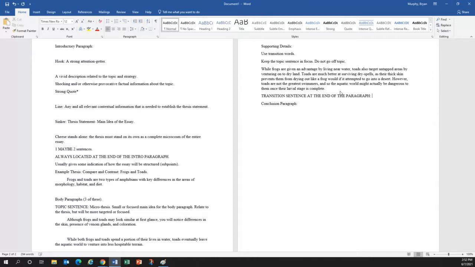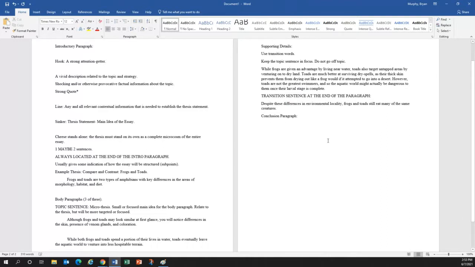How about that? So transition sentence at the end of the paragraph. So a good transition sentence might be, despite these differences in environmental locality, frogs and toads still eat many of the same creatures. All right, so that's a transition because remember our next thing we're going to talk about their diet. So I'm using this sentence right here to say, hey, okay, we're done talking about environmental locality. Now we're going to move into their diet, and there's some similarities there. They eat a lot of the same stuff. So that's a transition sentence, and that's what you need as the last part of the body paragraph.